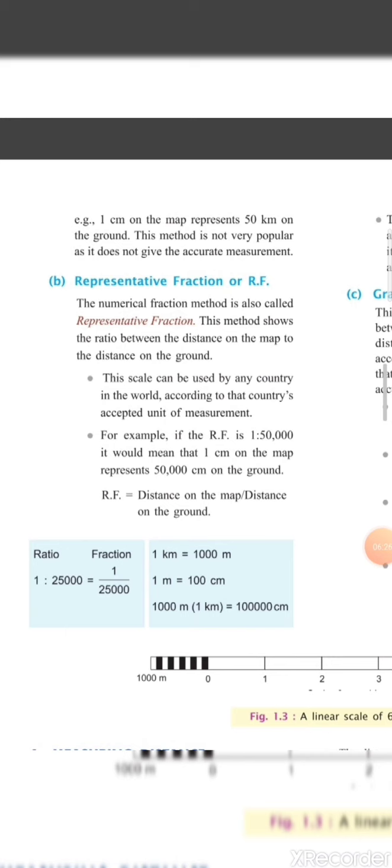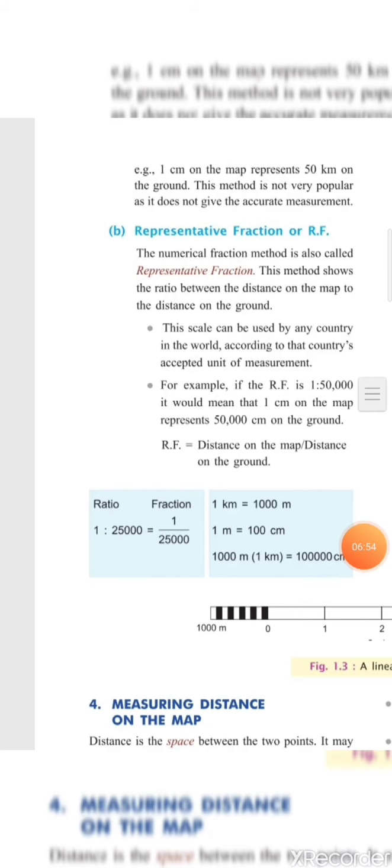Second one is representative fraction or RF. The numerical fraction method is also called the representative fraction. This method shows the ratio between the distance on the map and the distance on the ground. This is a very useful scale and it can be used by any country in the world according to that country's accepted unit of measurement.